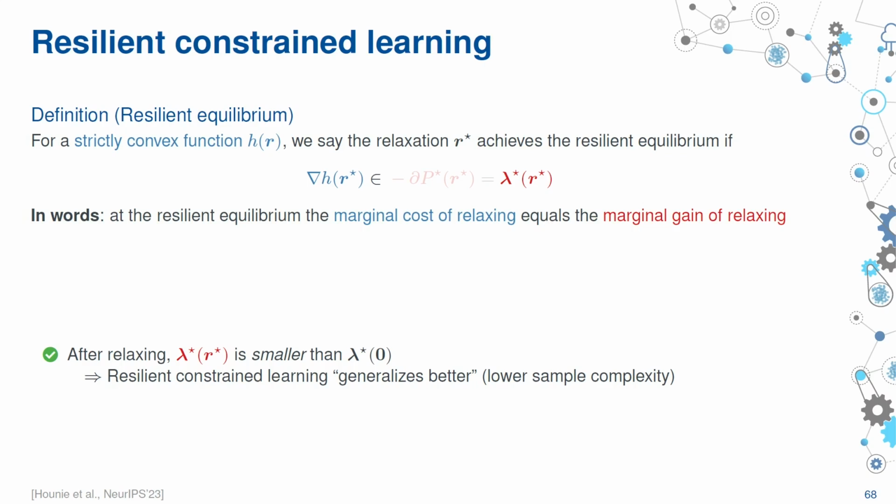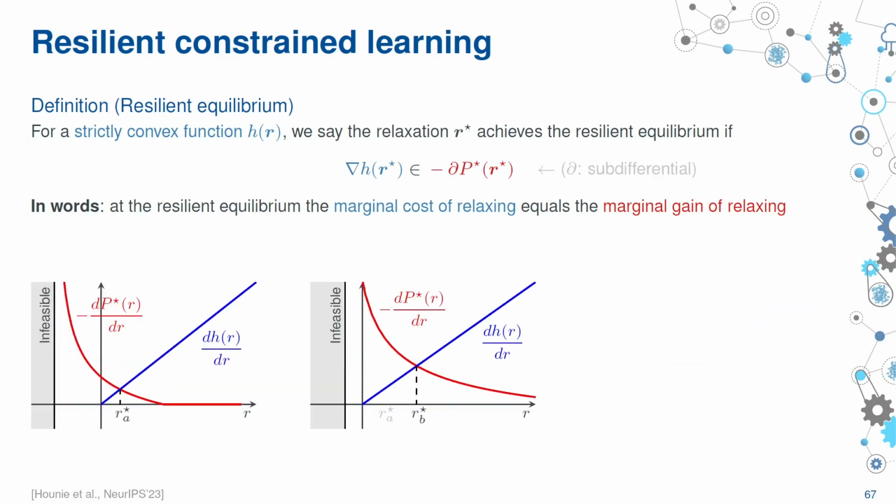Now, however, I do want you to observe something very interesting, which is that after relaxing the constraints, the Lagrange multipliers decrease. So this resilient problem buys you something for free, in a sense, which is that you have better statistical generalization. Okay, good. And it's not difficult to show that this resilient equilibrium exists and is unique. The reason why it exists and is unique is because I am requiring H to be strongly convex.